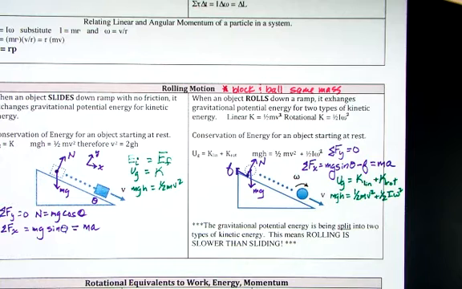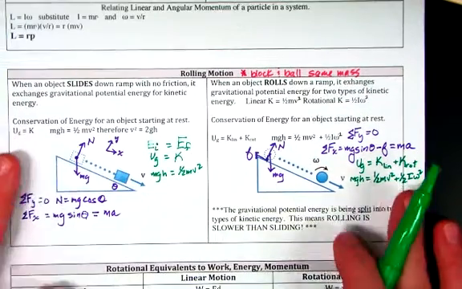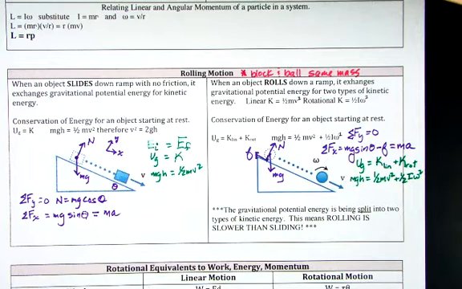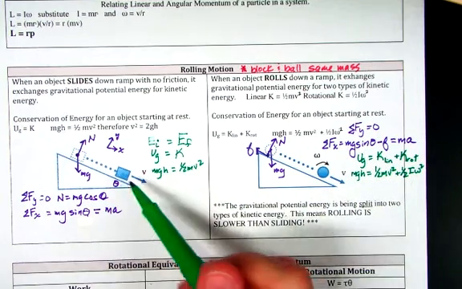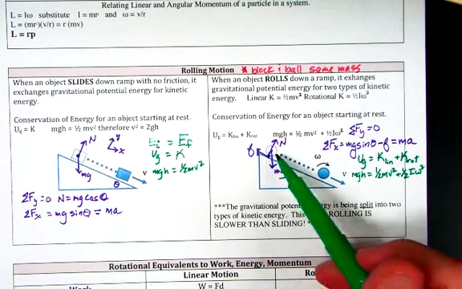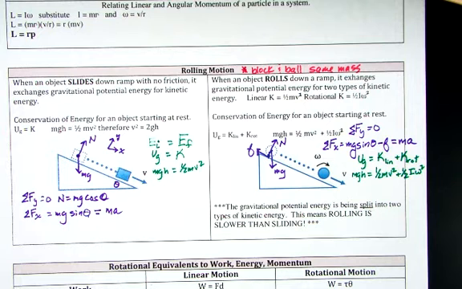So here's the thing. We have two teams, and they are racing. You have team block, and they have the block at the top. You have team ball. We want to be on the team that wins, the team where the object is going to get to the bottom of the ramp the fastest. What team do you want to be on?